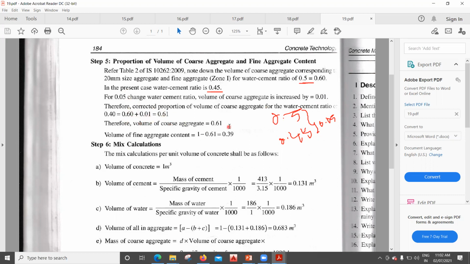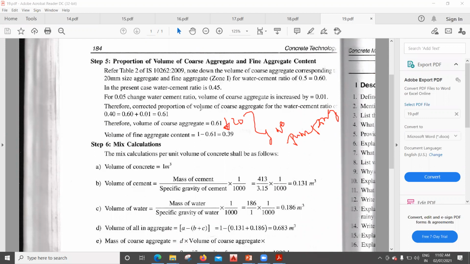So the volume of coarse aggregate is 0.61, and the volume of fine aggregate will be 1 minus 0.61, which comes out to be 0.39. Another thing we need to understand here is that we are not going to do any pumping, so I'll write it here: no pumping. If you refer to the previous example, since we were using pumping, we used to reduce this volume of coarse aggregate by 10%. But here we are not doing pumping.